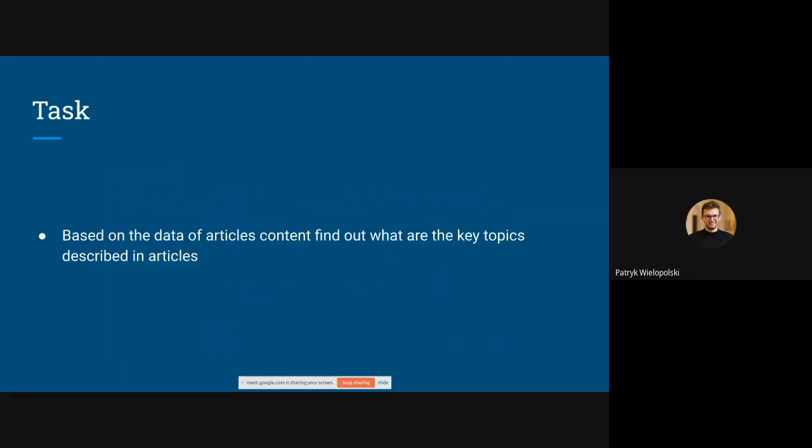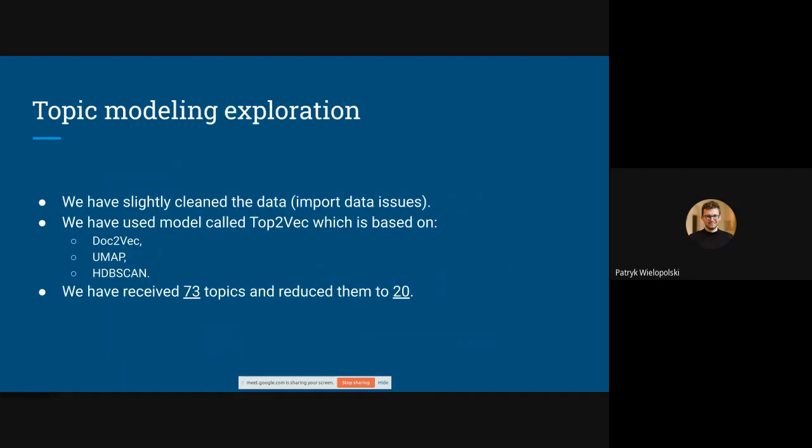The task was to find out, based on the data of article content, what the key topics described in the articles are. So we wanted to know what is in the data. We started with topic modeling exploration, and we started with three tasks. We slightly cleaned the data because we had import data issues.